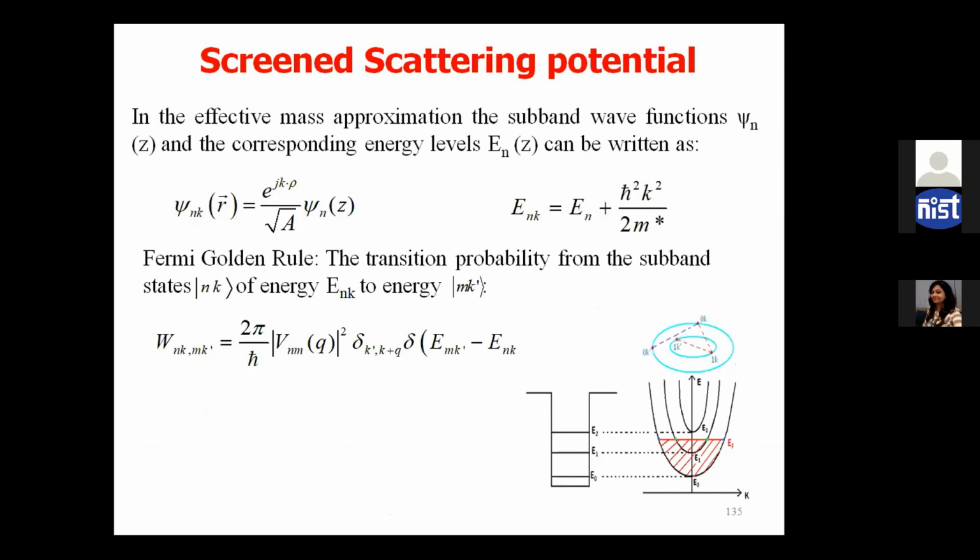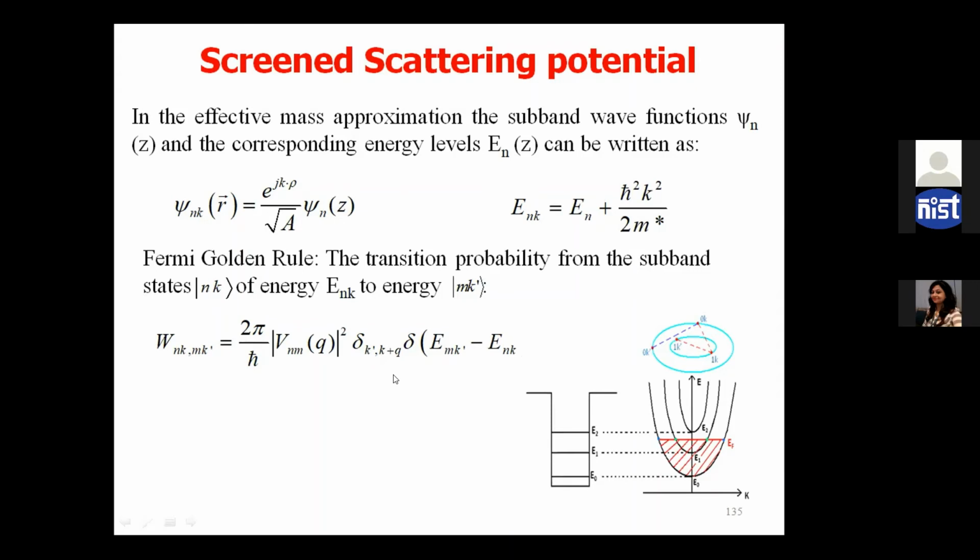As I already explained, in a quantum well, as energy is confined, the energy and wave function are expressed in this way. By using Fermi's golden rule, we can obtain the transition probability, which is given by this. That W, the transition probability, is 2 pi by h cross times |V_nm| squared times delta of this. So it makes a transition from k to k prime, and the final state is k plus q.